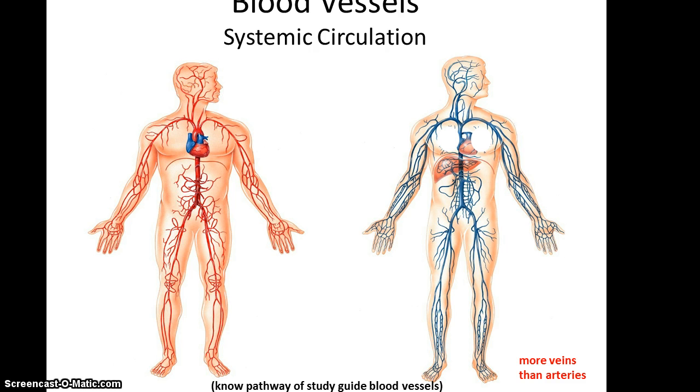And then, of course, there is systemic circulation. Systemic circulation is throughout the entire body, caused by blood flowing out of the left ventricle. It turns out that there are more veins than arteries, so you often end up with a few extra named veins of prime importance than you do arteries. For this unit, you're going to need to know the basic pathway of the flow of blood, focusing on the blood vessels that are in your study guide.